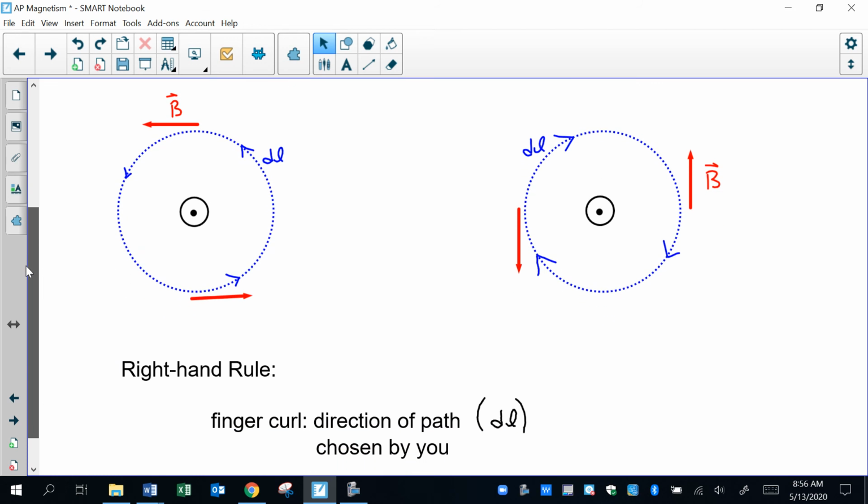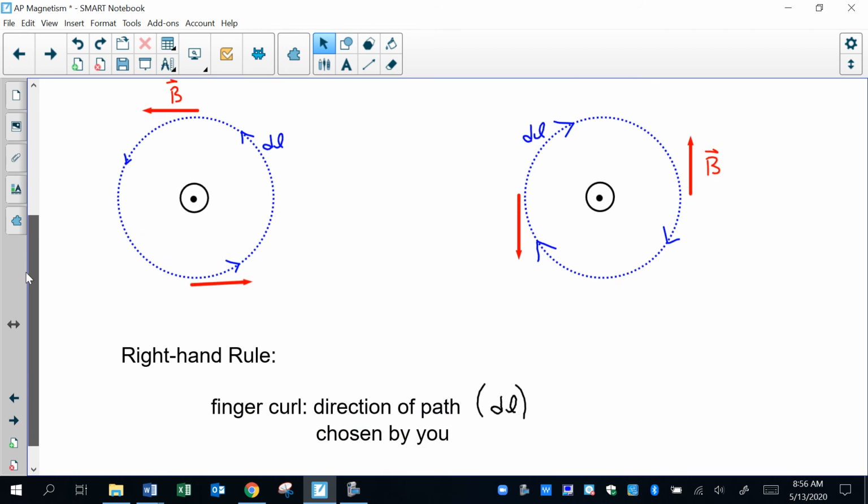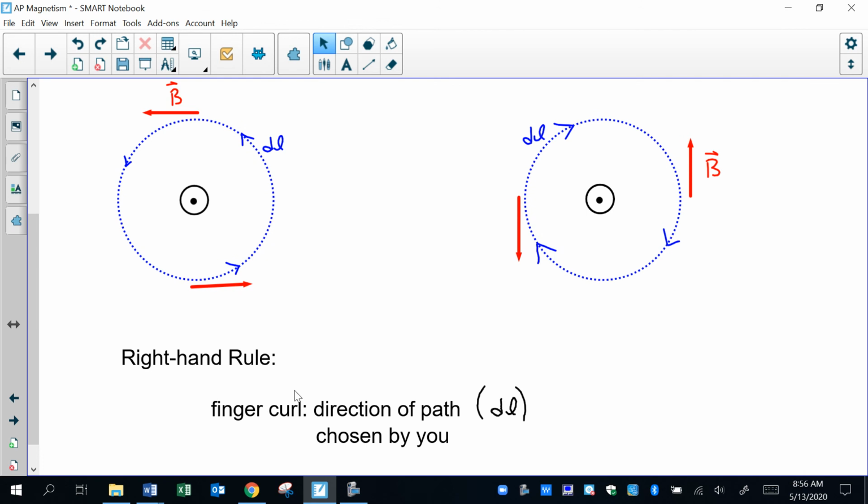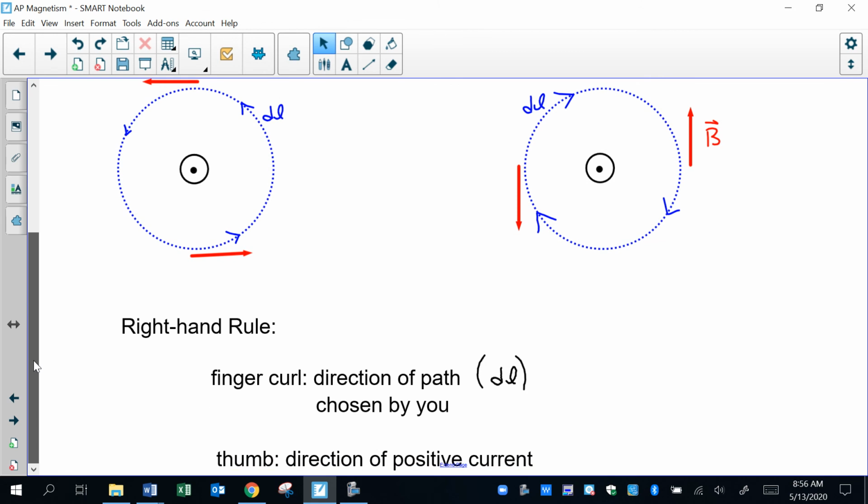Now, in order to figure out our direction here, we're going to use the right-hand rule. Finger curl is going to be the direction of the path. You choose the path. Your thumb is going to be the direction of positive current. So if you do your right-hand rule, it's going to tell you the direction of positive current.